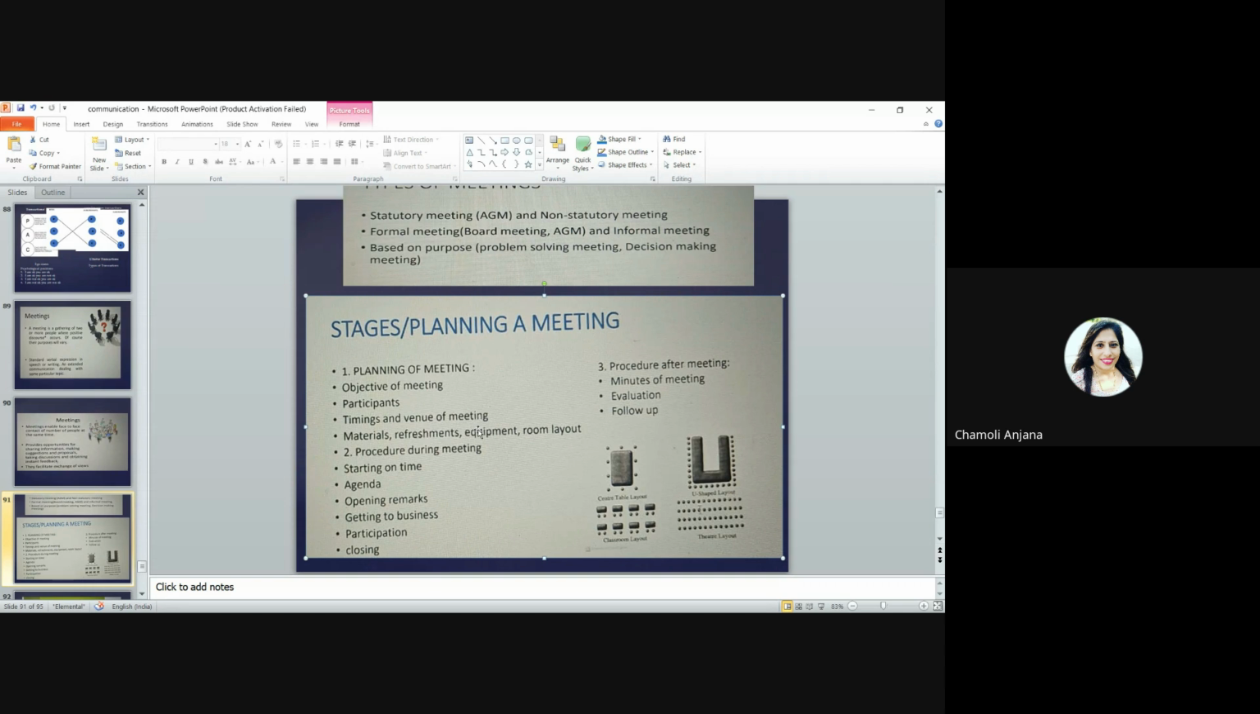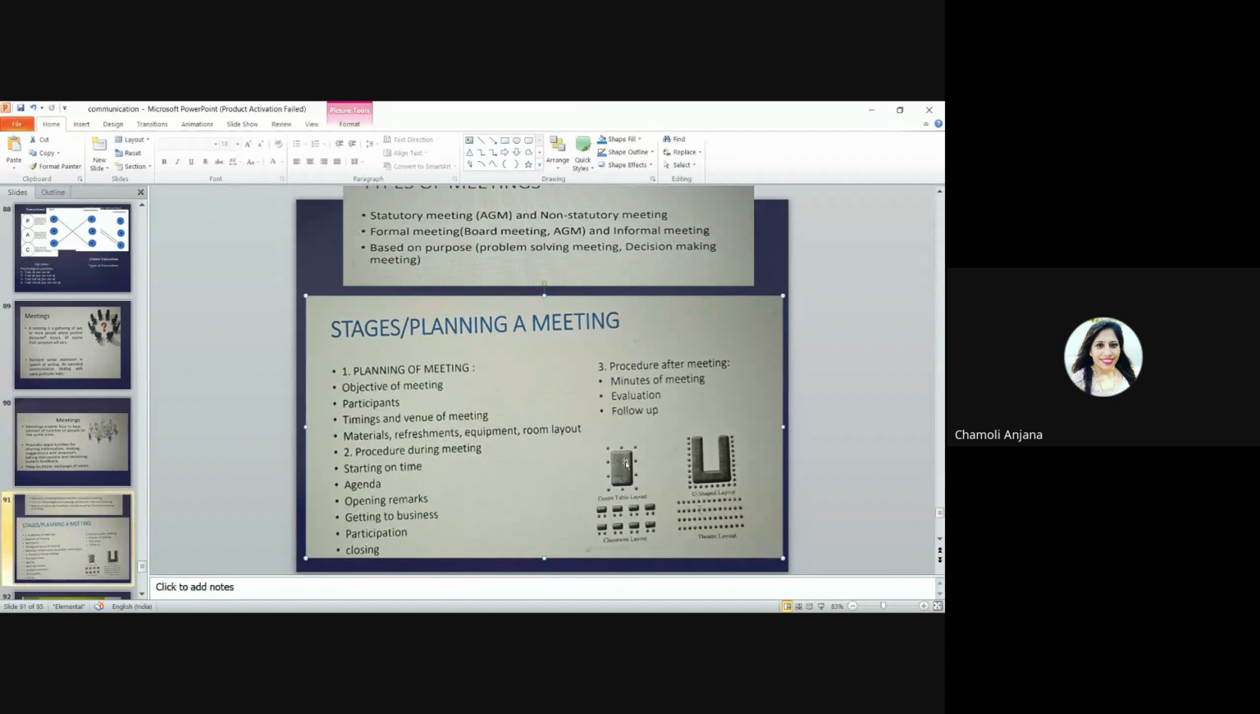Then equipment, in the sense, any laptop, any projector, any speakers, all these equipment which is required to conduct the meeting. If those things are required, all those arrangements have to be done before only. Then room layout. How will be the layout of the meeting room? So there are different types of layout.